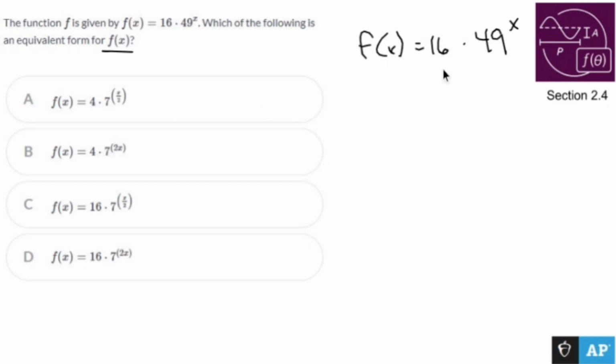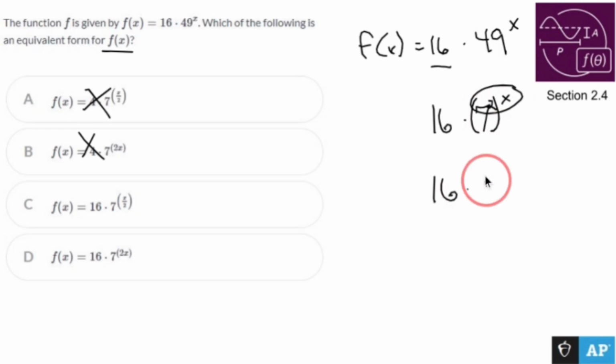They want me to change 16 to 4 or keep it at 16. Well, 16 is 4 squared, so neither of you. So let's change 49 to 7 squared and see what happens. So 49 is 7 squared, to the x. When you have an exponent to an exponent, you multiply the exponents. So this can be written as 16 times 7 to the 2x, which is D.